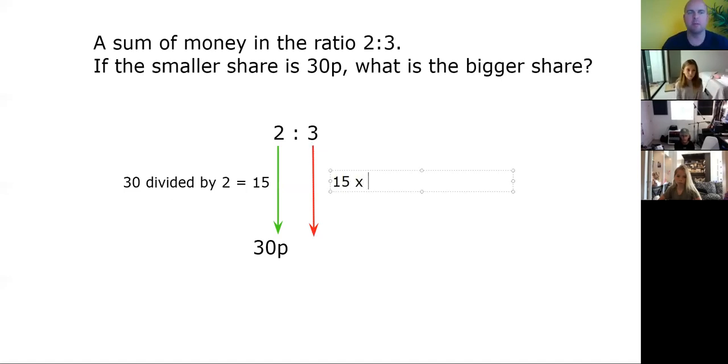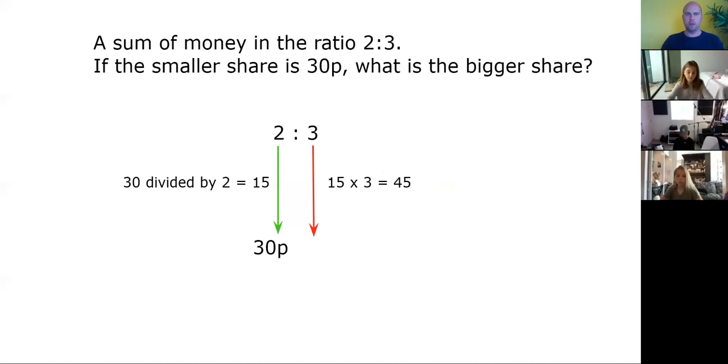And we're multiplying it by the share at the top. How many shares do we have at the top? 3. So we do 15 times by 3, which equals, Kira? 45. Yeah. Understand? Yep. Grace, you with me? Yeah.